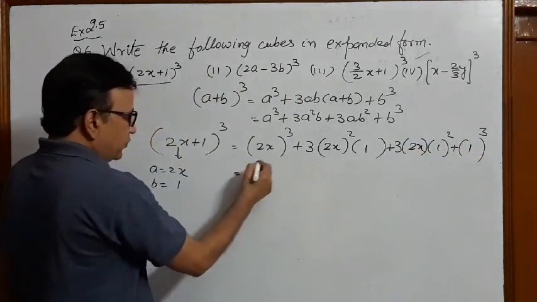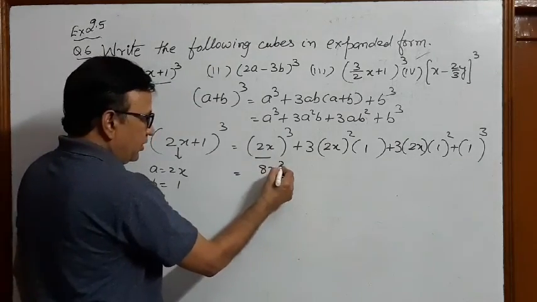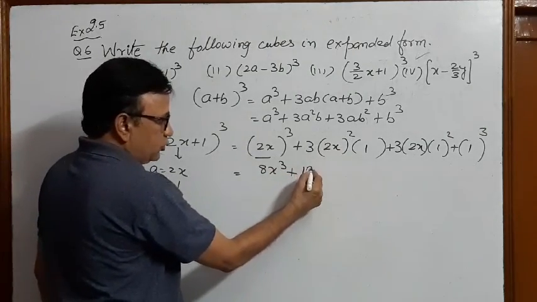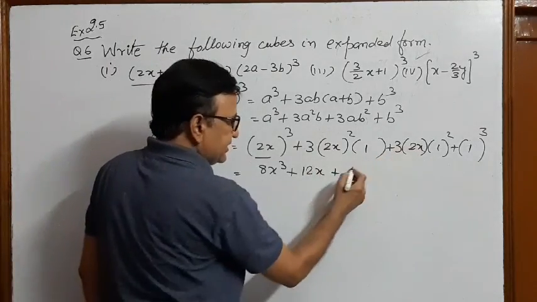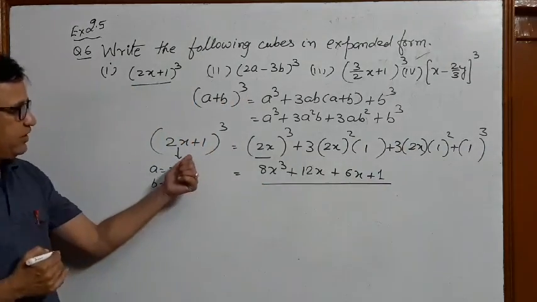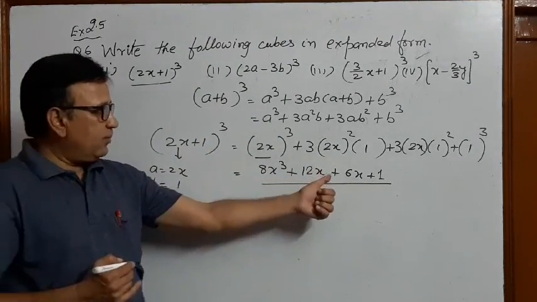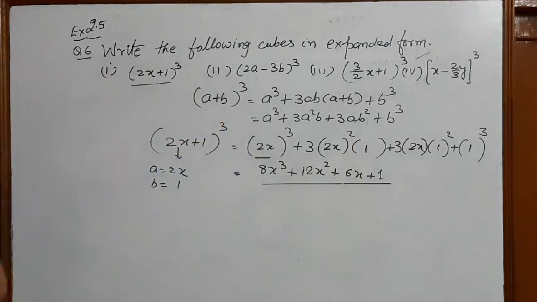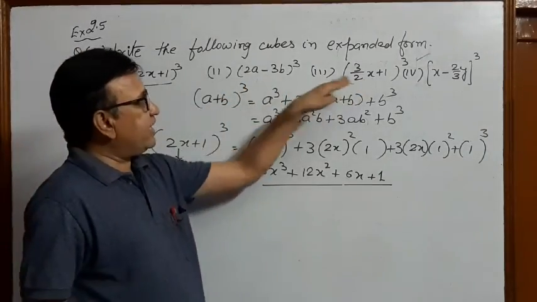Very simple. Now solve: (2x) whole cube means 8x cube, plus 2 square 4, and 4 times 3 are 12x square, because it is 1. And now here simply 2 times 3 are 6x and plus 1 is your answer. So (2x plus 1) whole cube can be written as 8x cube plus 12x square plus 6x plus 1. Now you try for the second and third.